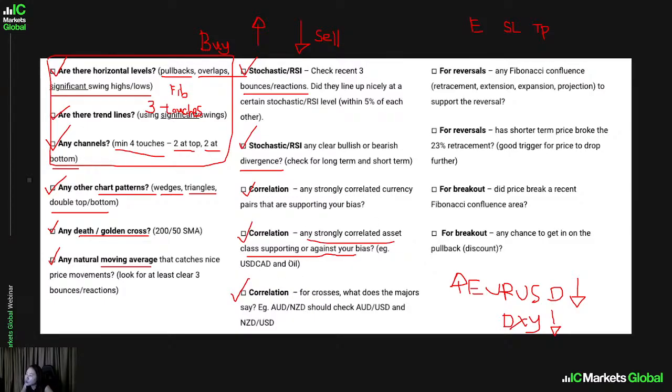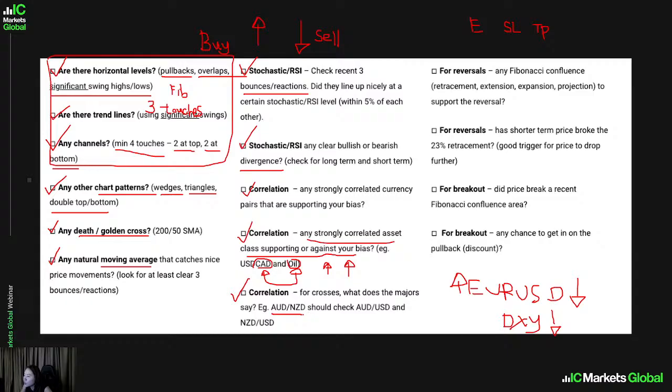Other than that, any strongly correlated asset class supporting your bias. This could be a combination of currency and commodity. A very good example for that is the Canadian dollar and oil. Canada is a very, very big producer of oil in the world. The price of the Canadian dollar is usually tied to the price of oil. If oil prices go up, the Canadian dollar will go up as well. If oil prices go down, so will the Canadian dollar.